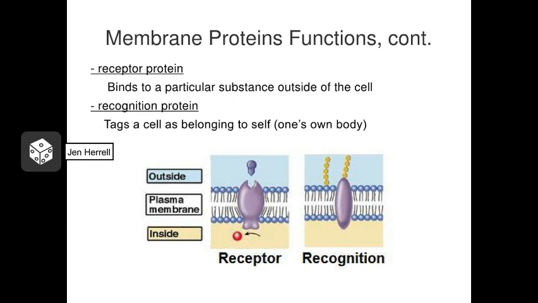Next, we have receptors and recognition proteins. Receptors are all about communication. Here we can see a little molecule called a signaling molecule coming from the extracellular environment. It is going to dock with this very specific receptor. When it docks with that receptor and sticks to its active site, it causes the intracellular side of that protein to change shape. That in turn causes a chain reaction of events to happen inside the cell. So in this way, cells can respond to messages being sent to them from other cells.